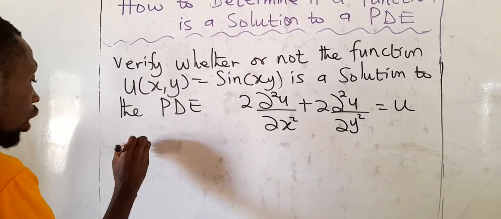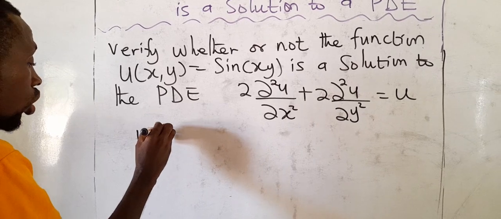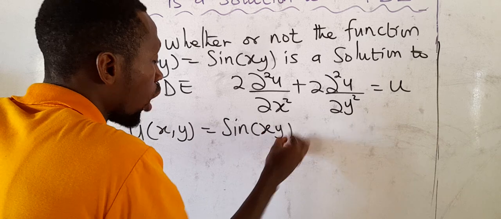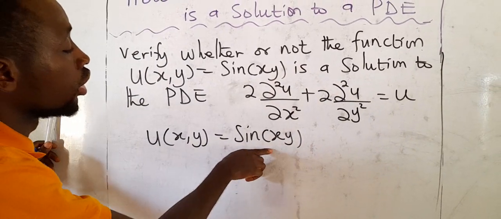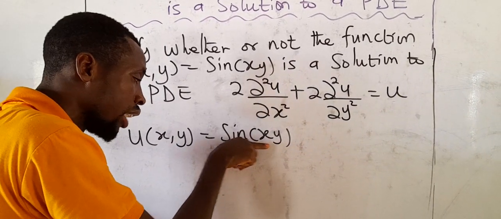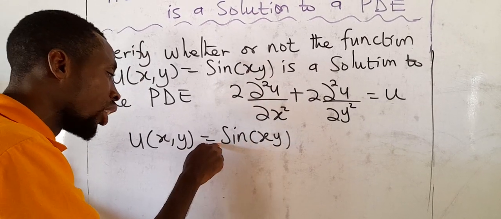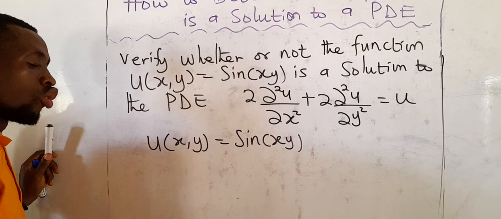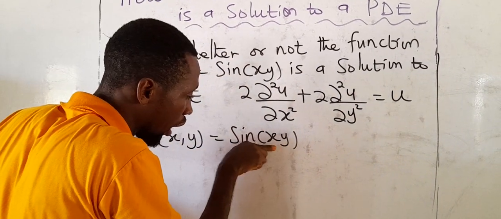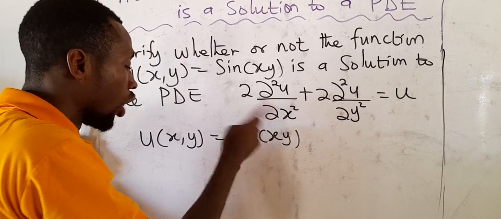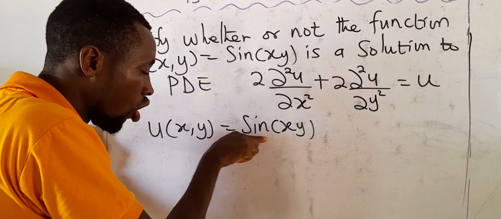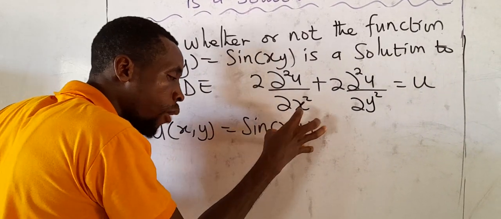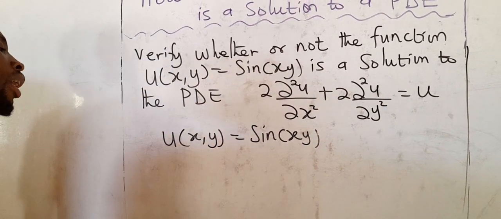So now let's find that our function, which depends on x and y, is equal to sine xy. Remember, when we are differentiating functions like this, we differentiate the angle and use it to multiply the differential of the transcendental function or the trigonometric function, and repeat the angle again, if you remember that very well.